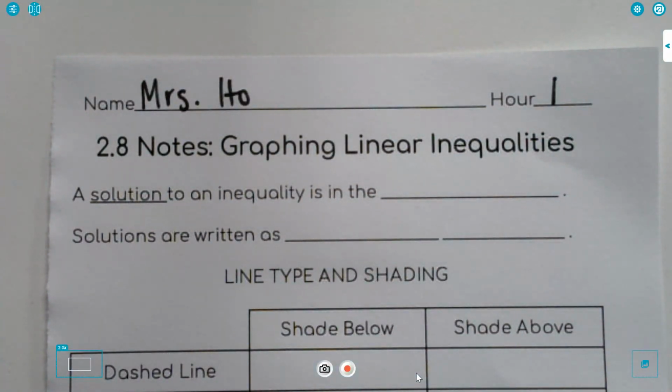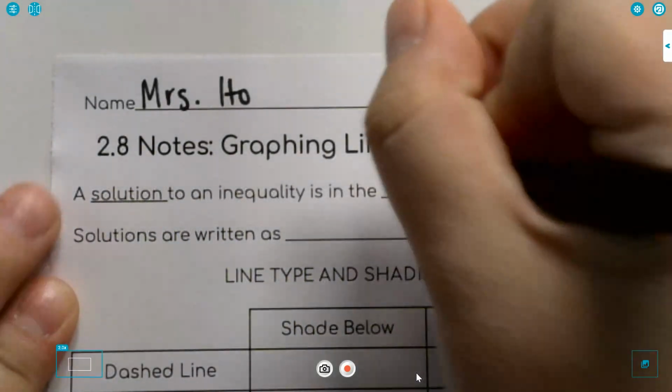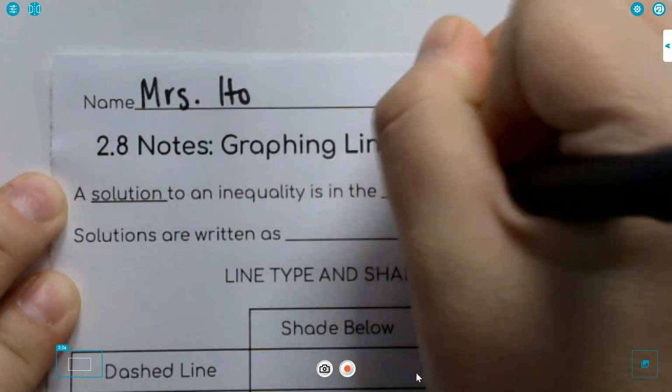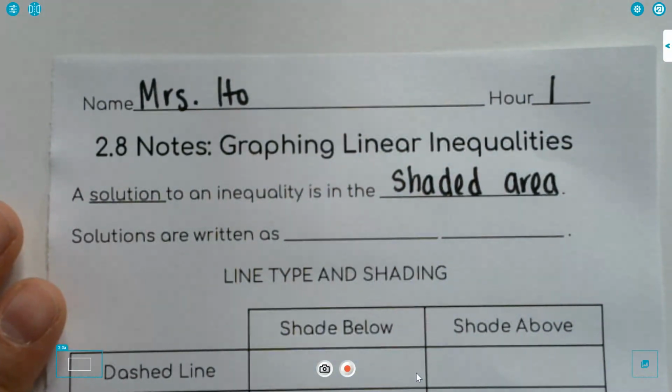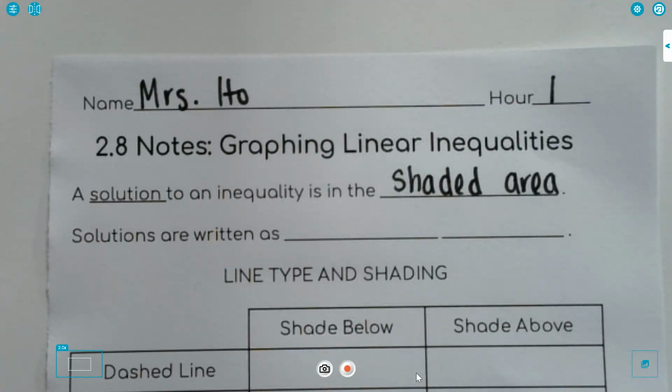Okay, so for a linear equation, when we have been graphing a line, a solution to that equation has been every single point along that line. Now that we are graphing inequalities, we have more solutions than just what's on the line. A solution to an inequality is in the shaded area of a graph. So we are going to have either above or below the entire graph shaded, and that is where your solutions are. Once we find a solution, those solutions are going to be written as ordered pairs.